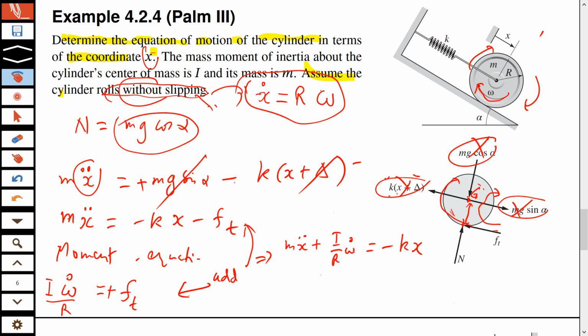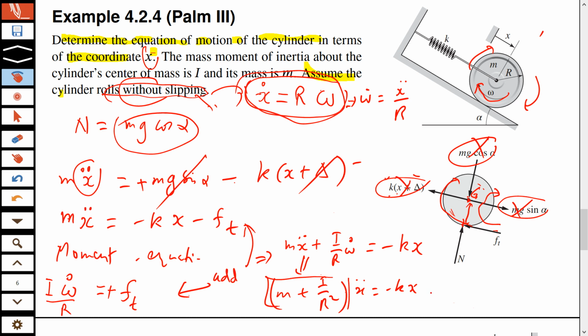One thing is still missing because omega needs to be replaced with x dot by r, which means that omega is x dot over r, so omega dot will be x double dot over r, and if I now plug that, I will have m plus I over r squared times x double dot, that is minus kx. I can now divide both sides by this, so my final equation will be, actually I didn't even need to write this, okay? N doesn't matter here because I have another method for that.